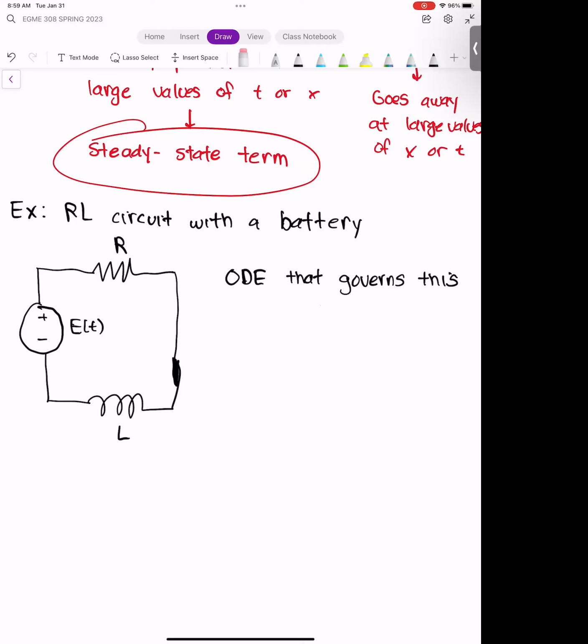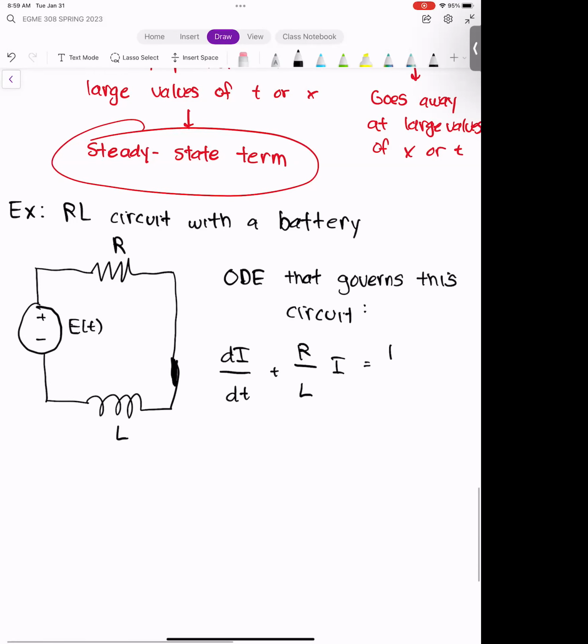Okay, and so if you apply Kirchhoff's laws, and we're not going to do that in this class, it's not a circuit class, so we're just going to jump right to the equation. And so the ODE that governs the circuit looks like the following. We have dI/dt, the time derivative of the current, where big I represents the current in the circuit, plus R over L times I is equal to E of t, which is the battery, divided by L.